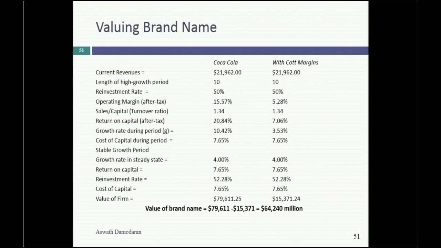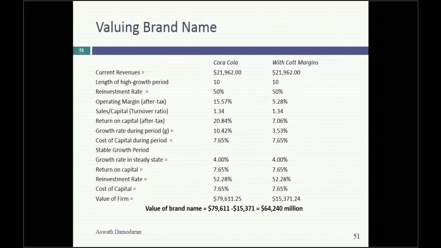Because when I lower the margin, my return on capital goes down, because my return on capital is a product of my margin times my turnover ratio. So if I lower the margin, the return on capital goes down. The return on capital goes down with the same reinvestment rate, my growth rate goes down. And if I translate all the effects down, the value that I get for the company without its brand name is $15.4 billion.